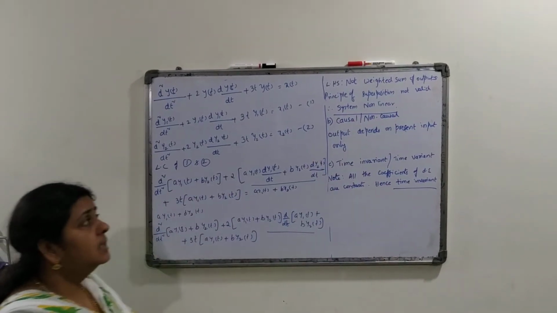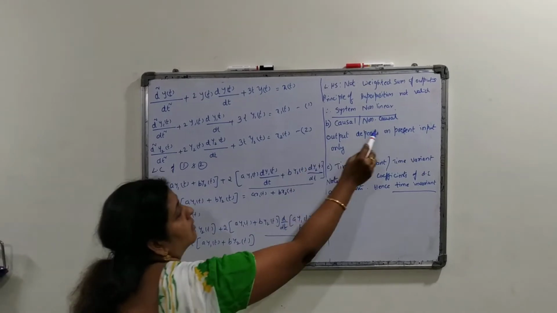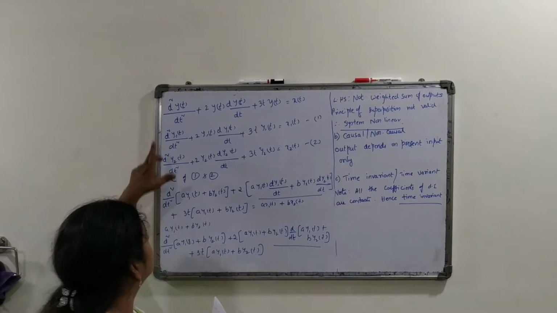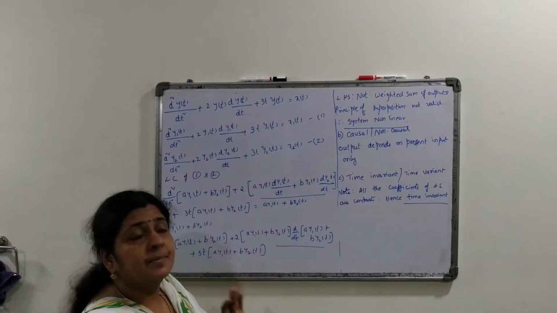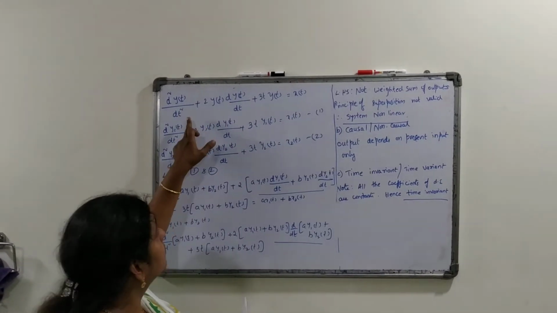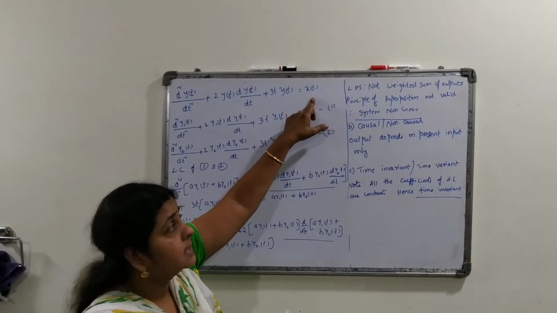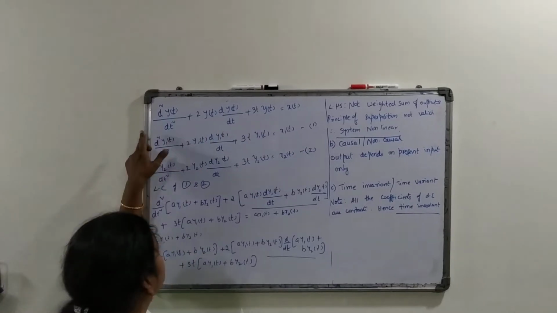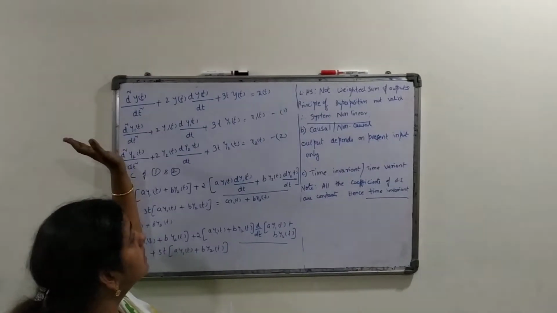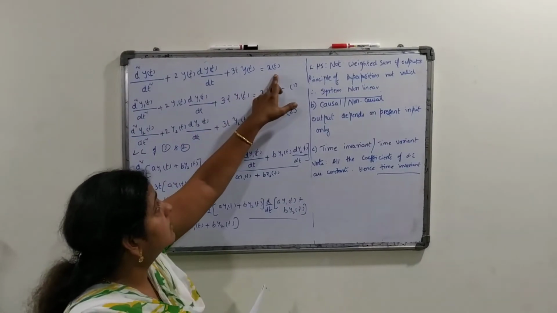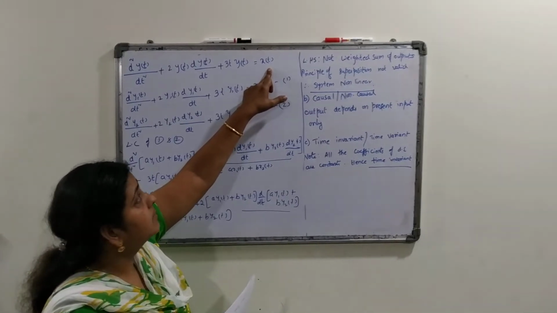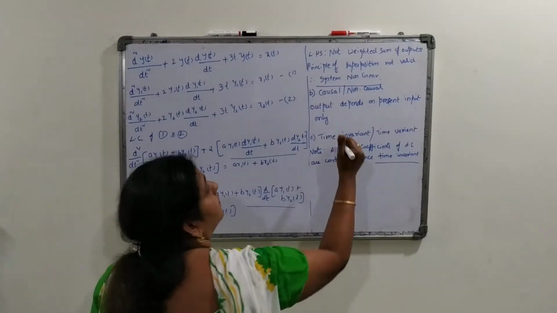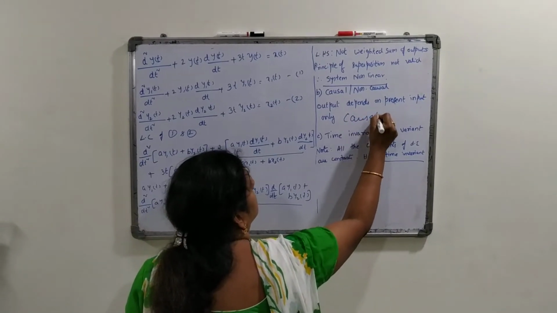Now go to the next one, causal or non-causal. If you look into the differential equation here, see it is x of t. That means whatever the output is, it depends on the present input only. So if you take x of t, it will be y of t. The output depends only on the present value, the present input. Therefore, this system is a causal system.